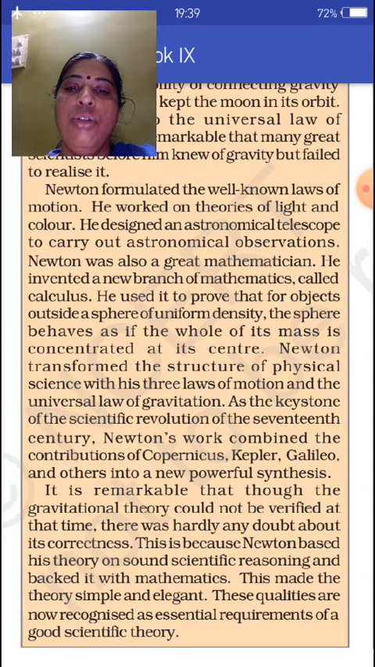As the keystone of the scientific revolution of the 17th century, Newton's work combined the contributions of Copernicus, Kepler, Galileo, and others into a new powerful synthesis.